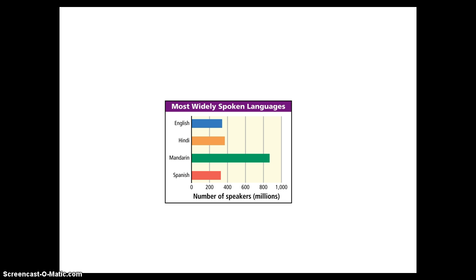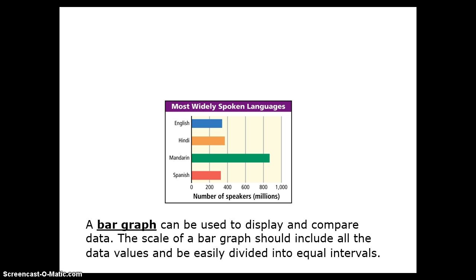Let's look at some graphs we already know very well. This is a bar graph. A bar graph can be used to display and compare data. The scale of a bar graph should include all the data values and be easily divided into equal intervals. So, as you can see, the scale in this bar graph is 200 million. That means that every line jumps 200 million.